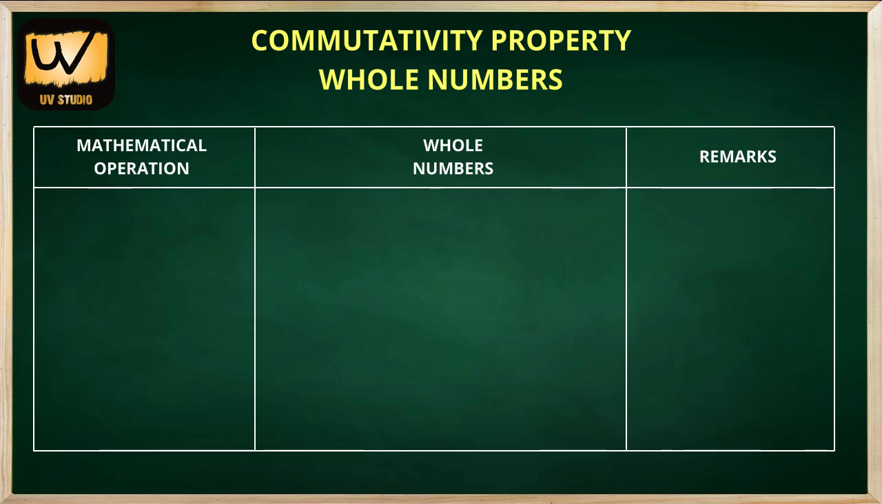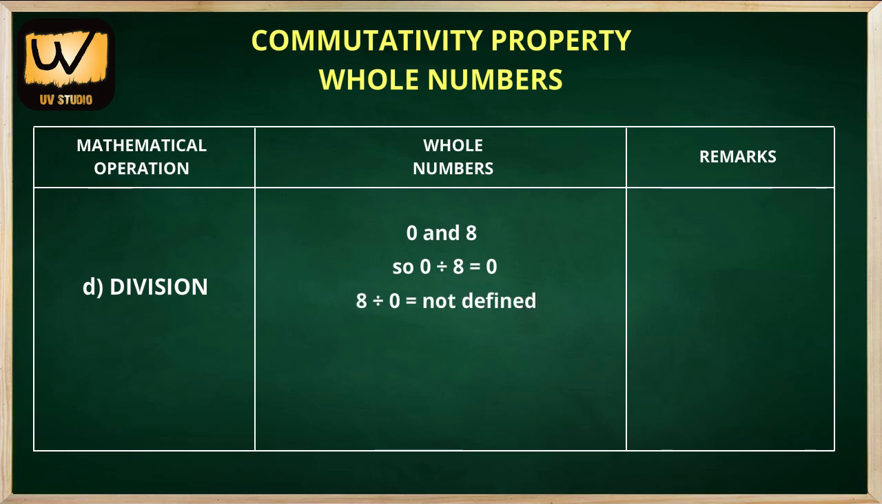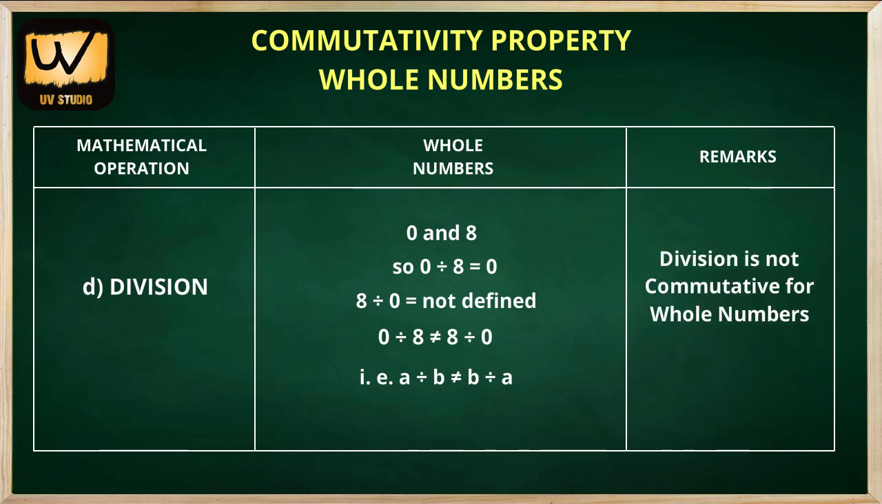And the last mathematical operation for whole numbers, that is division. Once again, let the whole numbers be 0 and 8. So 0 divided by 8 is equal to 0, and 8 divided by 0, oh, it is not defined, as 0 is not equal to not defined. What does that indicate? A divided by B is not equal to B divided by A. So you understood the remark? Division is not commutative for whole numbers.